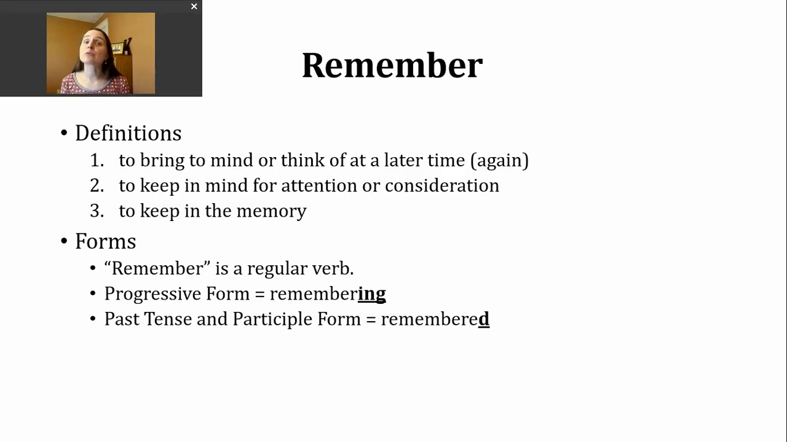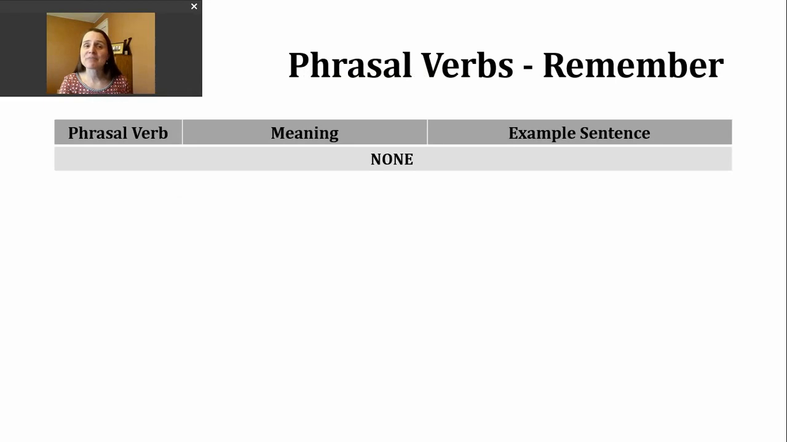You should know that remember is a regular verb. To make the progressive tense, all you need to do is add ing to form remembering. The past tense and participle forms of this verb are made by adding ed. The base verb, remember, ends in a voiced R sound, so our ed is going to make a D sound. Remembered, remembered.